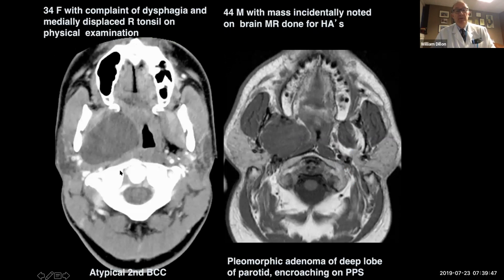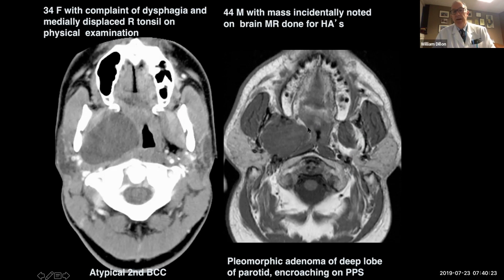On your left, you see an atypical second branchial cleft cyst. It's called atypical because most branchial cleft cysts occur down near the mandible. But remember that the branchial apparatus courses up through the branchial cleft anomaly, up to the pharynx into the tonsil, and a cyst can occur there as well. And on the right side of your screen, you see a large pleomorphic adenoma of the deep lobe of the parotid gland billowing into the parapharyngeal space, deviating it medially.